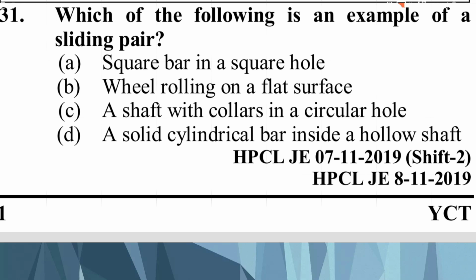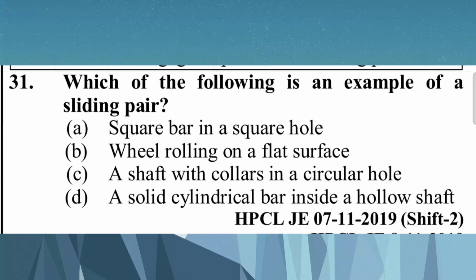Question number 31. Which of the following is an example of a sliding pair? A, square bar in a square hole. B, wheel rolling on a flat surface. C, a shaft with collar in a circular hole. D, a solid cylinder bar inside a hollow shaft. B, wheel rolling on a flat surface. Sorry, that is a rolling pair, not a sliding pair, rolling roller so rolling pair. Square bar in a square hole, this is the sliding pair. Square bar in a square hole.